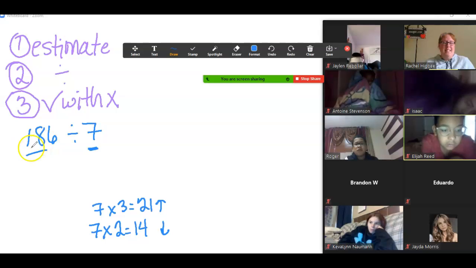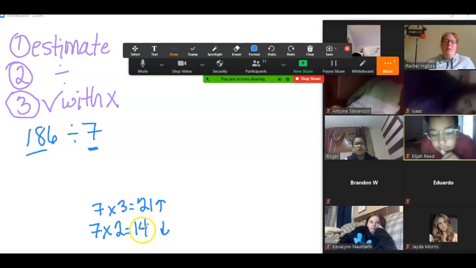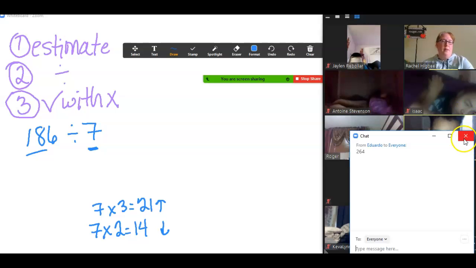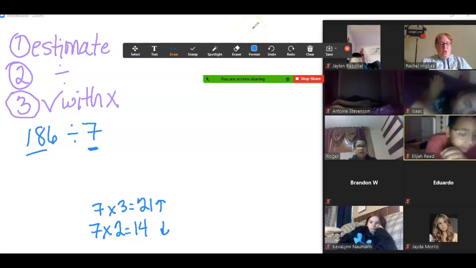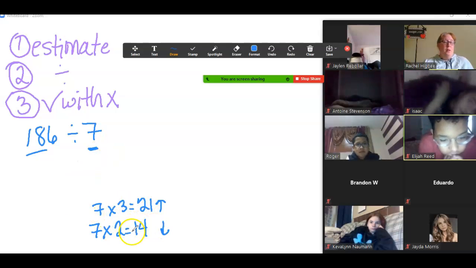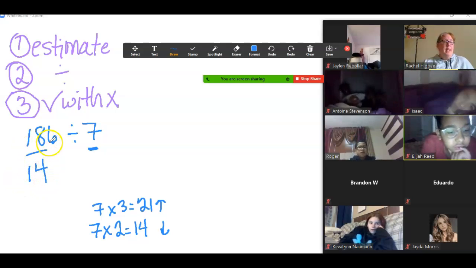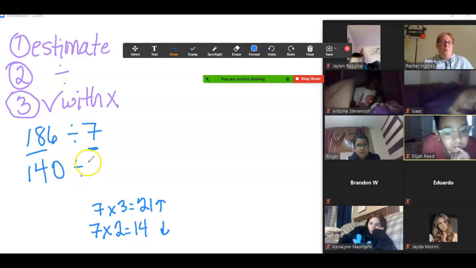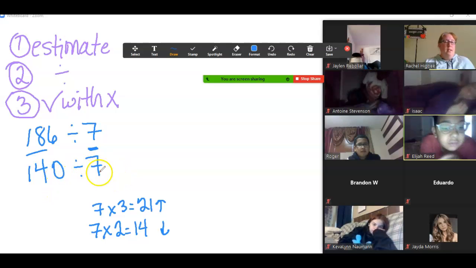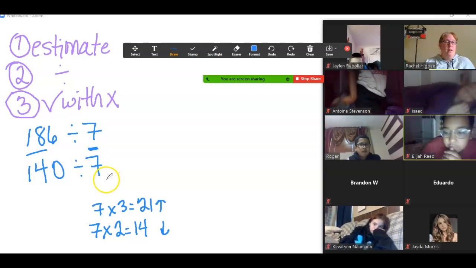But because the 18 is kind of in the middle of 14 and 21, isn't it? Because it's in the middle, it's going to be one or the other. I heard the 7 times 2 first, so let's use that one. So I'm going to change the 18 to 14, and anything after that is a 0. Again, we have no zeros to deal with this time, so I don't have to cross any of them off. We cannot get rid of any of them.